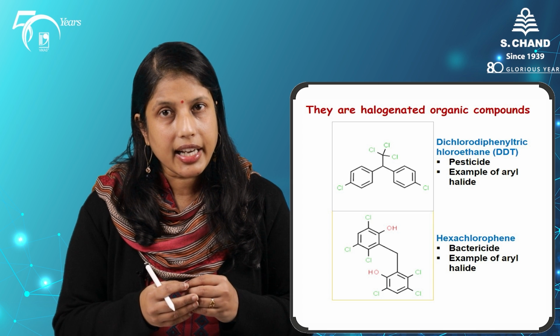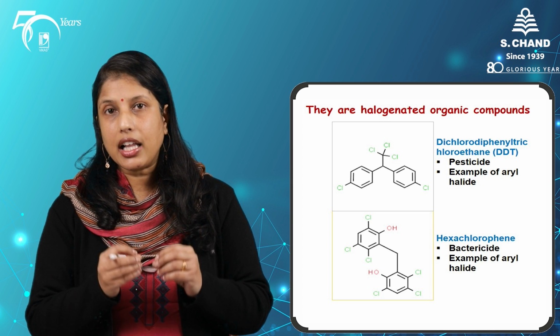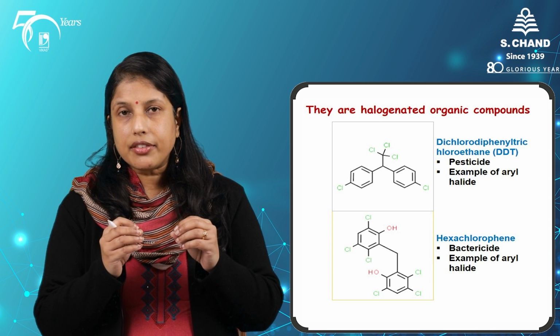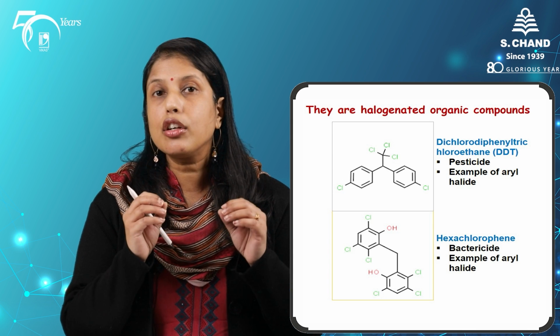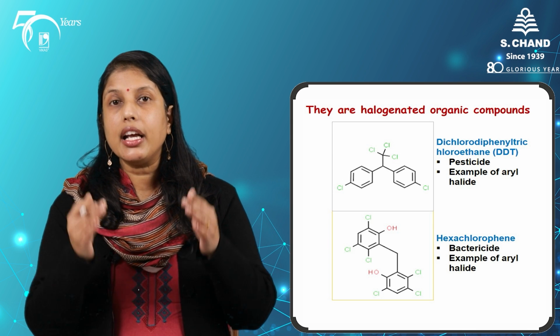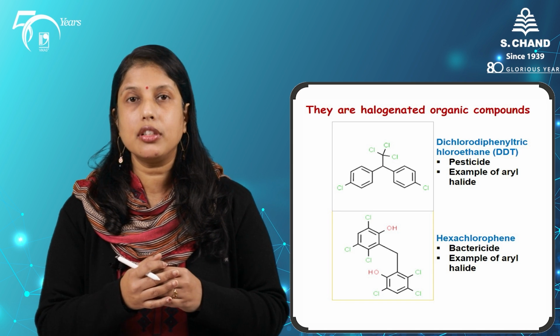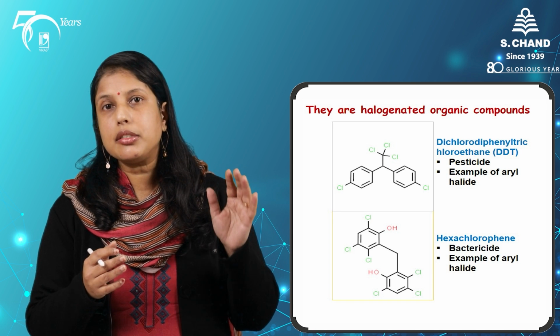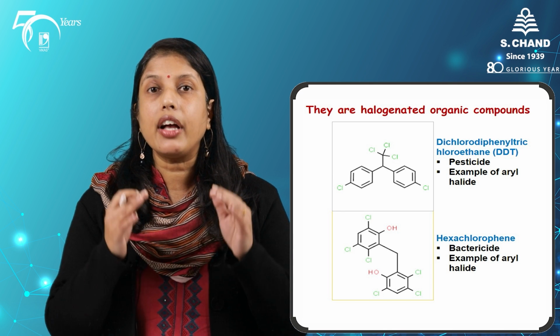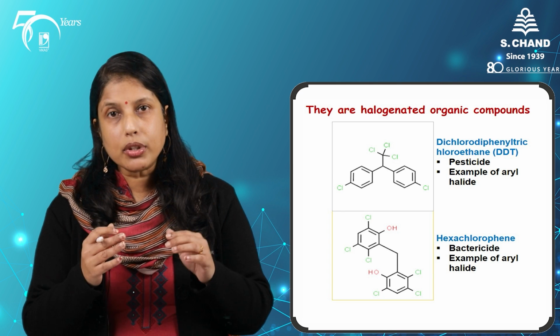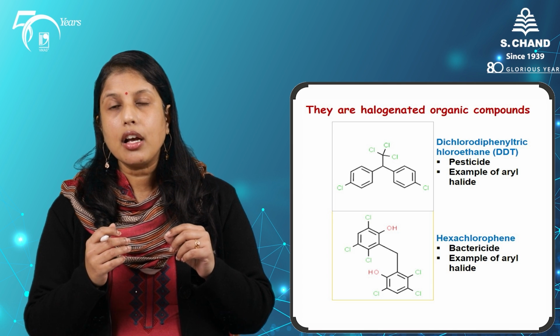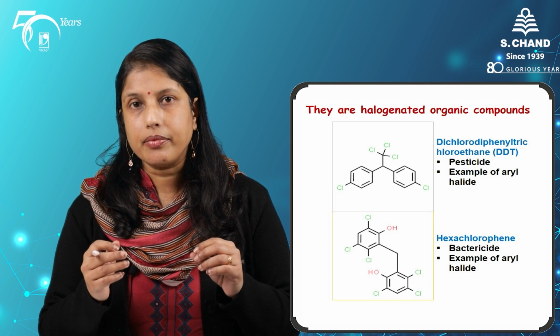If you have guessed correctly that they contain a halogen atom, more specifically, if they both contain chlorine atoms bonded directly to an aromatic ring, you are absolutely right. Both these molecules are examples of aryl halides, and both of them can be synthesized from chlorobenzene. So in today's video, we are going to learn all about the chemistry of our aryl halides.